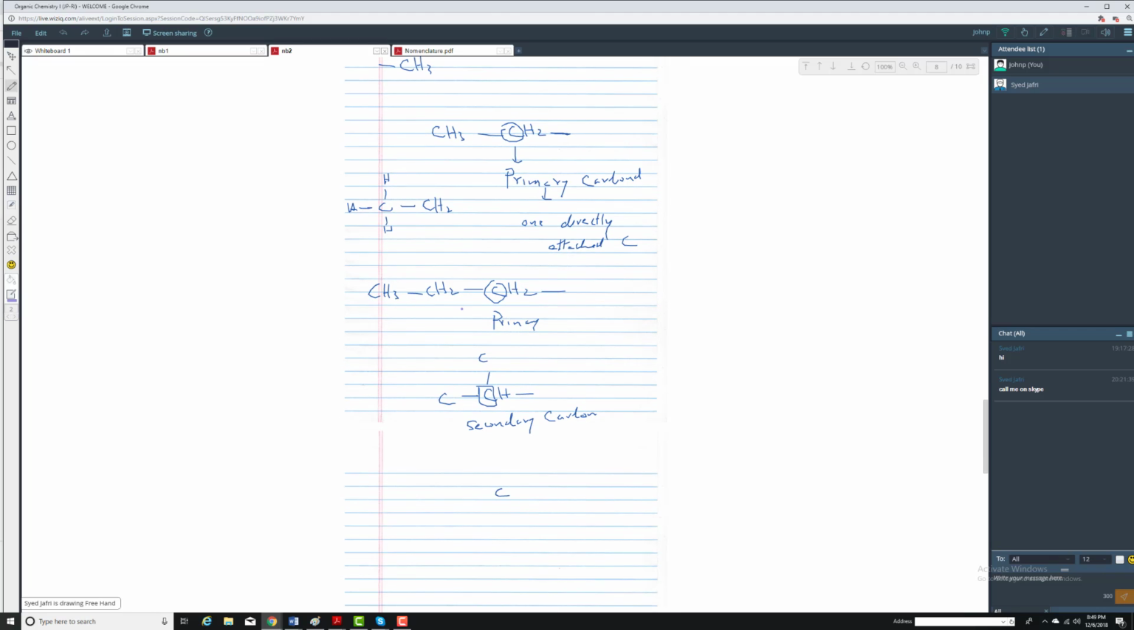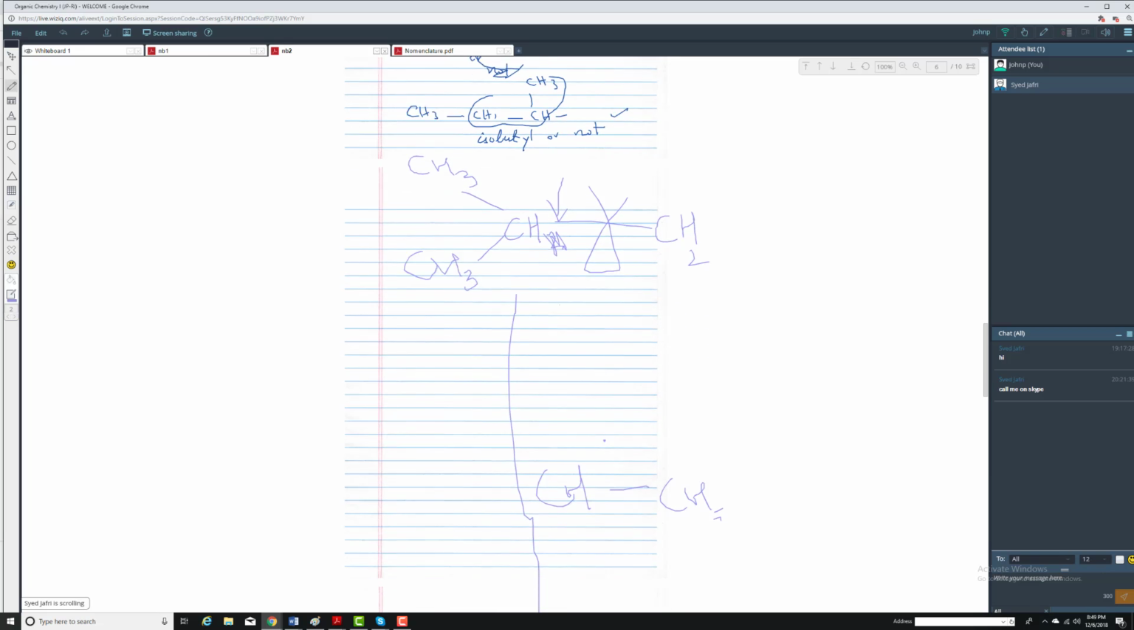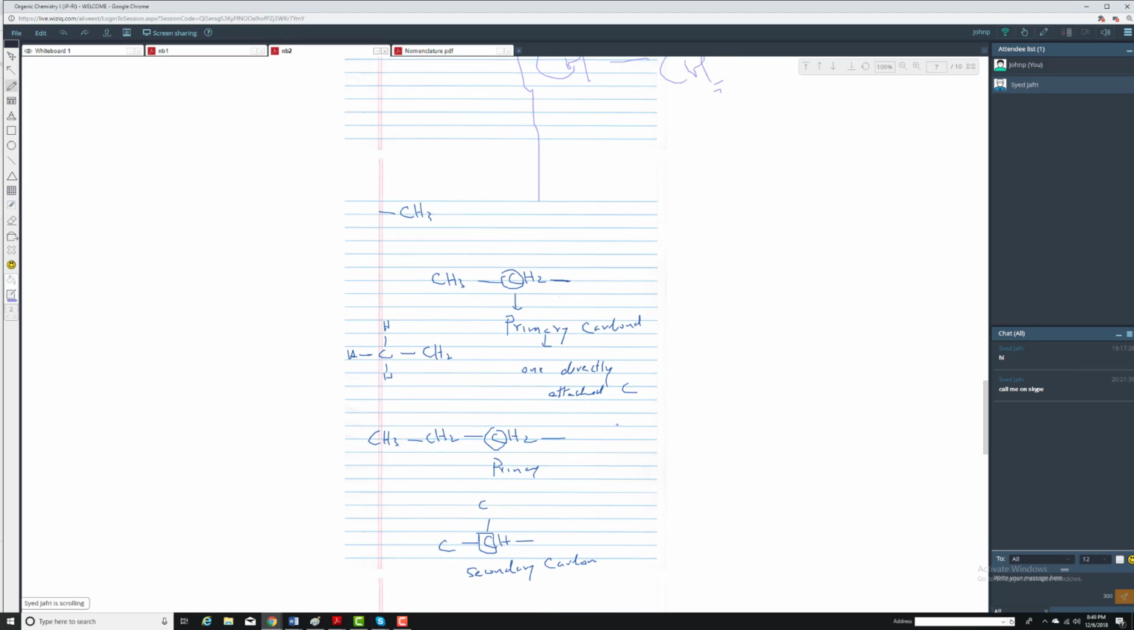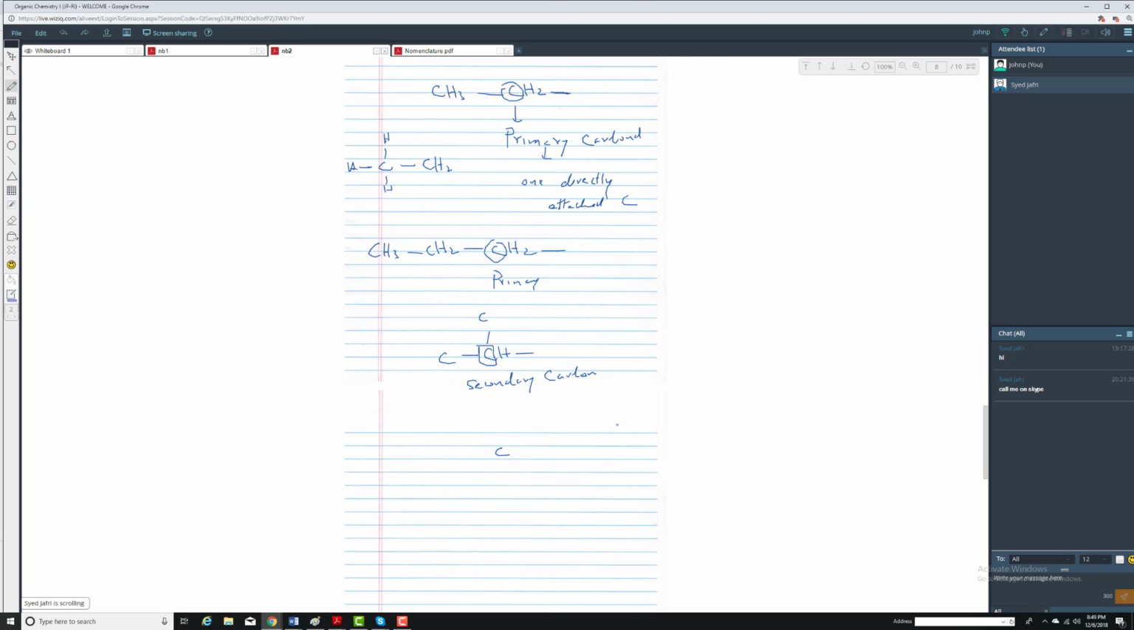And this carbon is directly attached with only one carbon. We are not discussing that right now. We are only looking at where you have a free bond. This one, it's clear? There is no free bond there, so don't worry about it right now. This is still primary. Now I'm giving you this one.